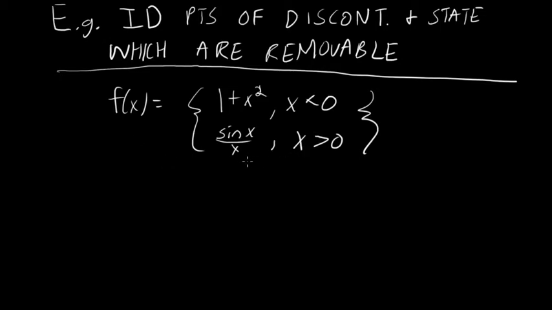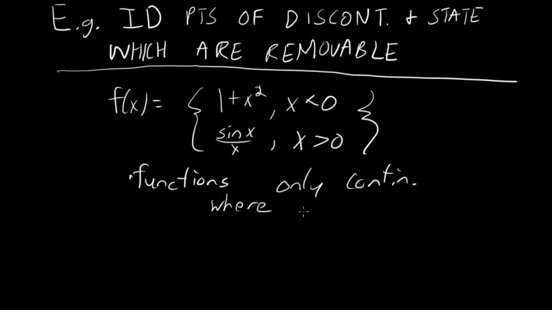So right off the bat, you know functions are only continuous where they're defined. So right off the bat, you know x equals 0 amounts to a point of discontinuity. But let's look on either side of 0. For x values less than 0, we have this polynomial function, 1 plus x squared. Polynomial functions are continuous everywhere, so they're certainly continuous for negative numbers.